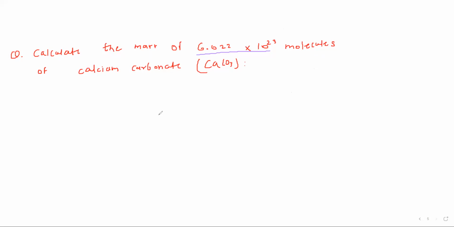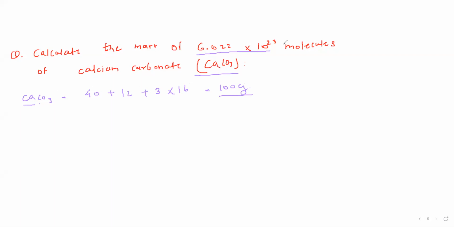See, guys, first of all, find the molar mass of CaCO3. What is the molar mass of CaCO3? 40 plus 12 plus 3 into 16. It will be 100 gram. I'm talking about the molar mass. Calcium is 40, carbon is 12, oxygen is 16 into 3. Okay, that's the molar mass.